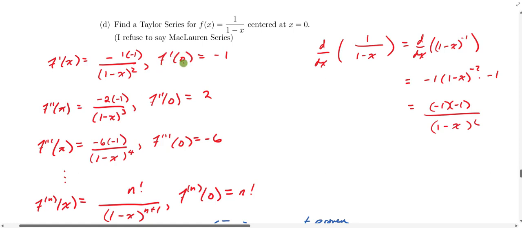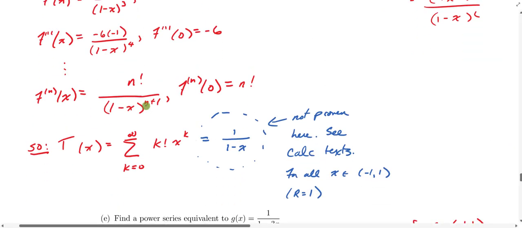And so I've found f prime of 0. Likewise, I found f double prime of 0, f triple prime of 0, and from there I felt ready to give the pattern that the f sub n of x would be given by this expression here, and when we evaluate this expression at 0, we just get n factorial. So here I've given the Taylor series for this particular function, 1 over 1 minus x, and here it is.